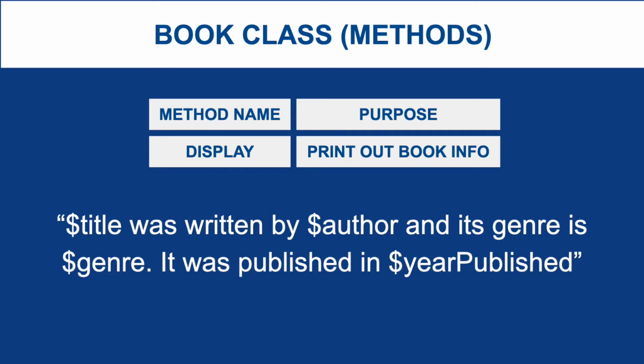So here's the example I just gave you. The method name for the book class could be display, for example. And the purpose is to print out book info. And you could create a method that prints out something like this: title was written by author and its genre is genre. It was published in year published. You've seen all this kind of stuff before in a function, but now we're just giving this a new home. We're encapsulating it in a new home in a class.